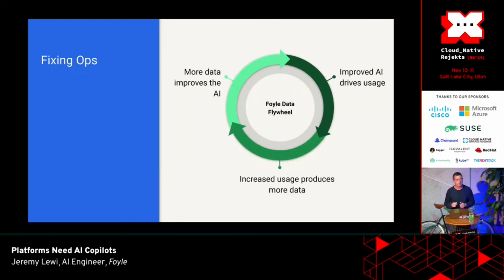And if we do this, we create this data flywheel where the more you use Foyle and RunMe, the more data we produce. The more data we produce, the more we can retrain and produce a better AI for assisting you. As the AI gets better, you derive more value from it, and you're going to be more inclined to use it, thereby producing more data.